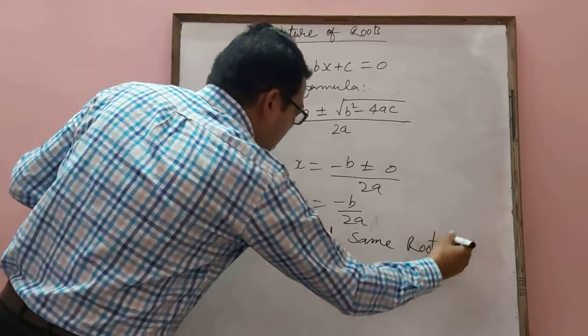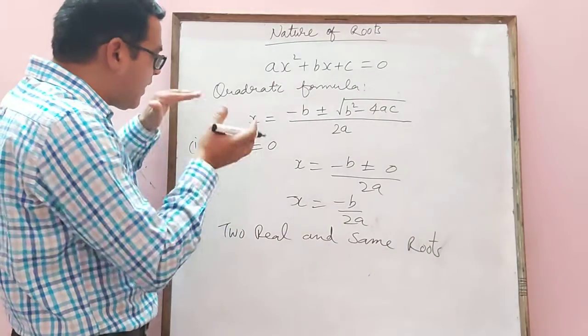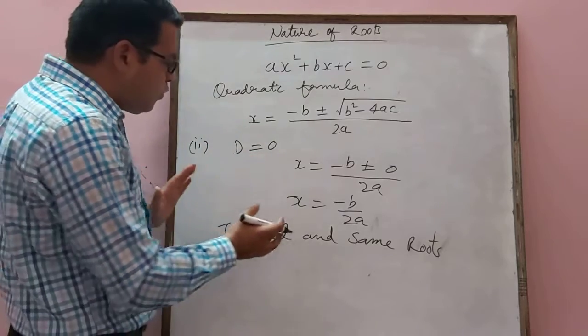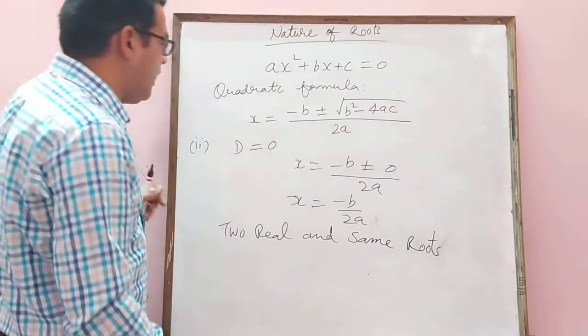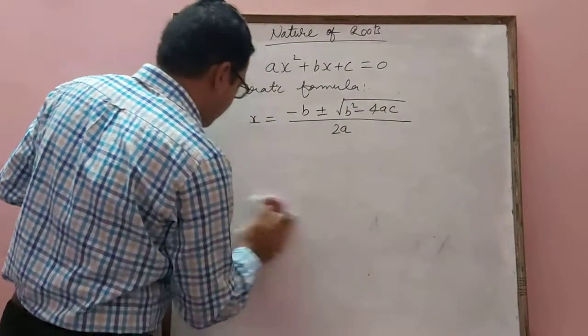Of course, I will explain this with an example also, right? First let me explain it. If the value of D is 0, then we get two real and equal roots. Now let's consider the third case.